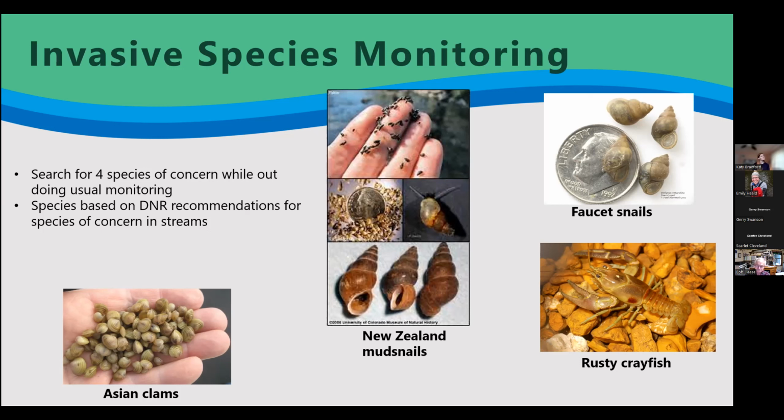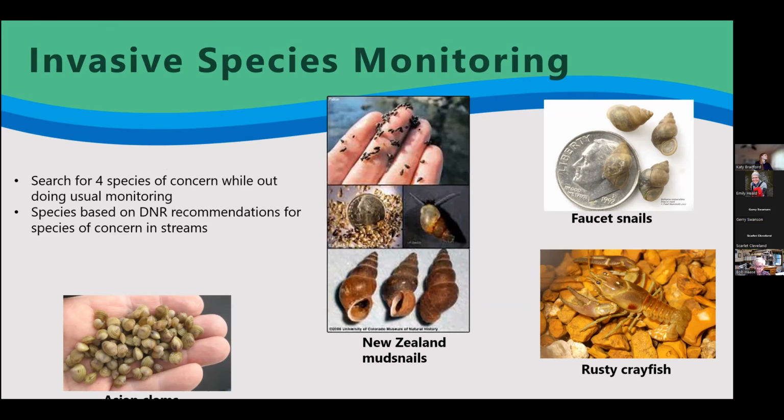I'm going to put the link to those contacts in the chat box, or you can just easily Google DNR AIS contacts. And there's also contact information on the new 2022 data sheet. Or if you're confused on who to contact, if you think you found an invasive species, you can always contact us at WAV and we will put you in touch with the correct person. Next slide, please, Katie.